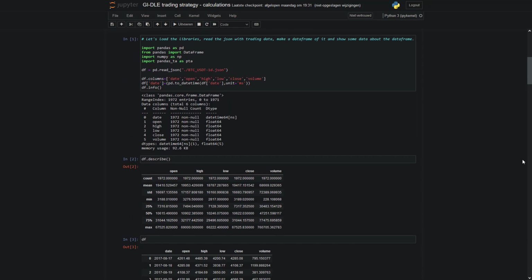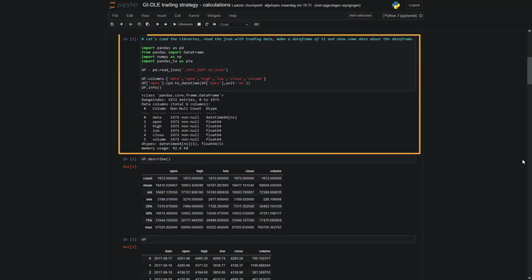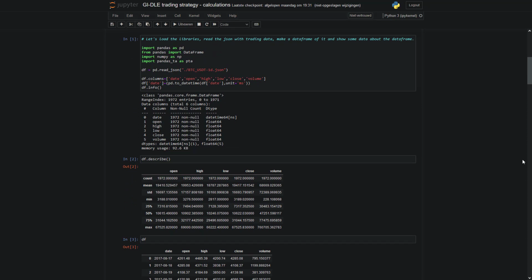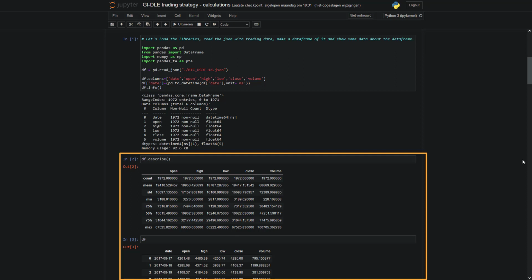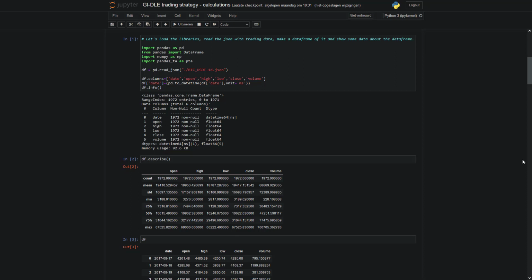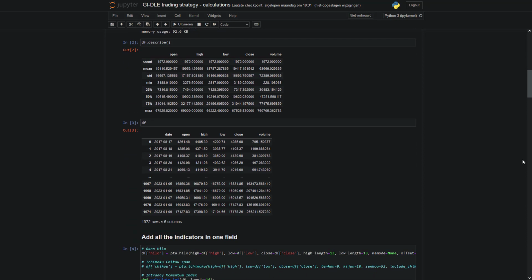First of all, I loaded the necessary libraries and created a pandas data frame. Then I also renamed the columns so that I can use these in later analysis and functions. And here I show you some generic information about the data frame, like the data frame info, some statistics about the values in the data frame, and initially the data frame itself.